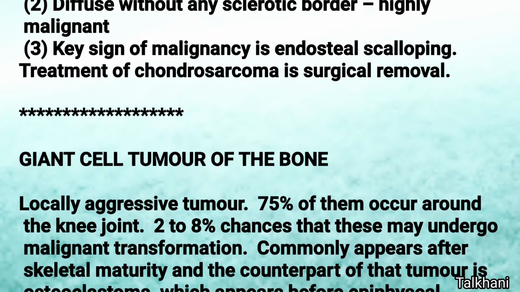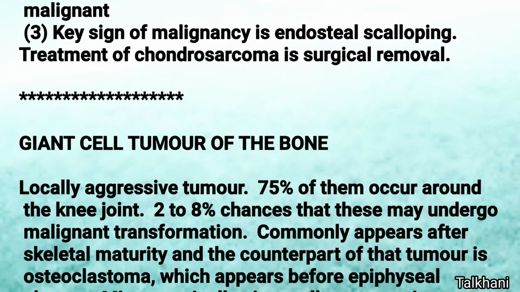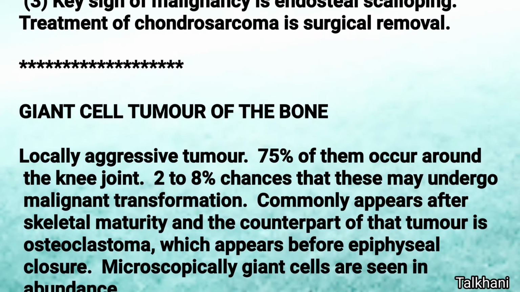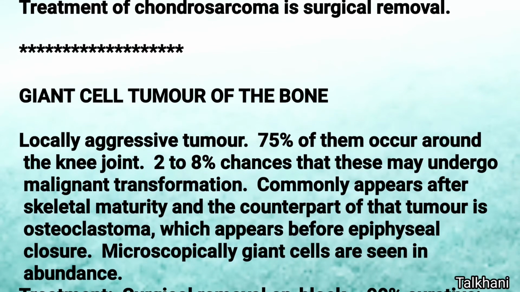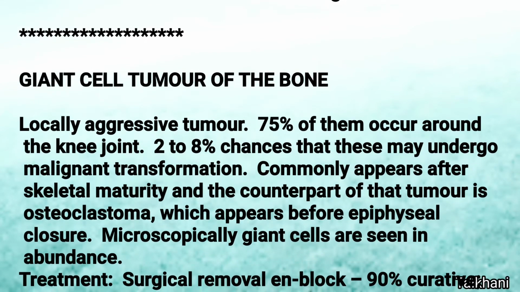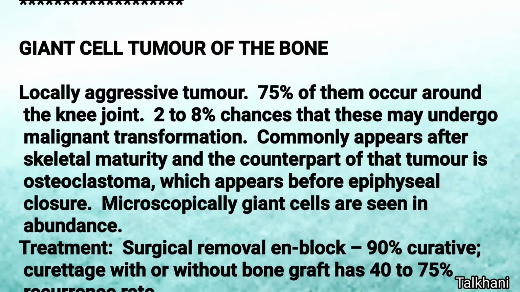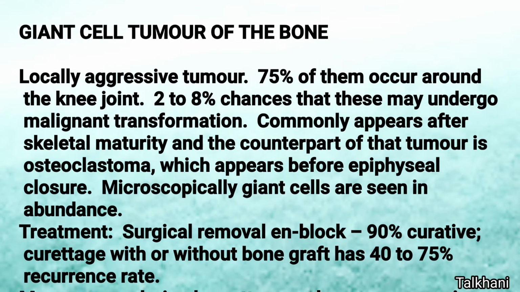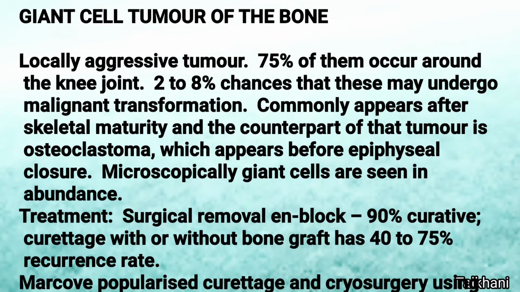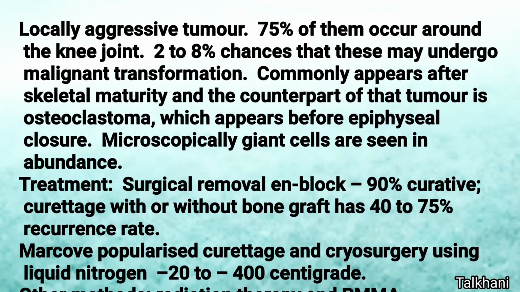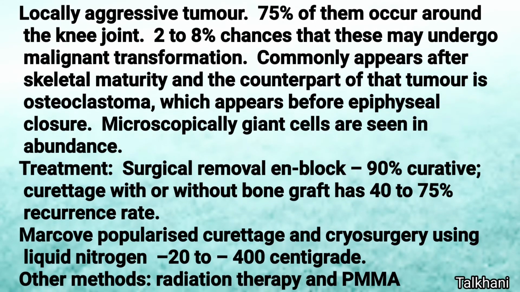Giant cell tumor of the bone. Locally aggressive tumor, 75% of them occur around the knee joint. 2 to 8% chances that giant cell tumor may undergo malignant transformation. Important to remember that the GCT appears after skeletal maturity, and the counterpart of giant cell tumor before physeal closure is osteoclastoma. Microscopically, giant cells are seen in abundance.